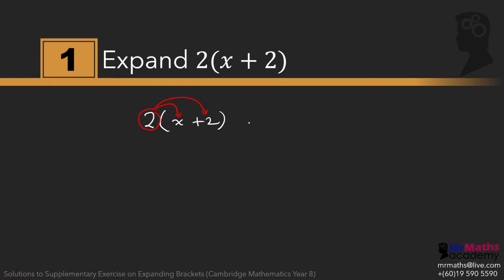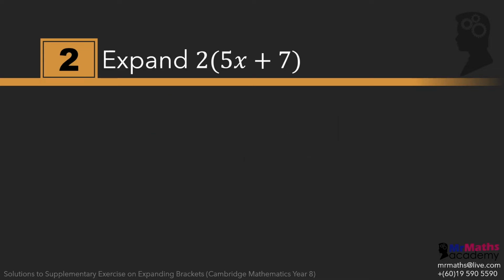So the solution to this is going to be 2 times x plus 2 times 2. So the final answer is going to be 2x plus 4. Let's move on to the next question.